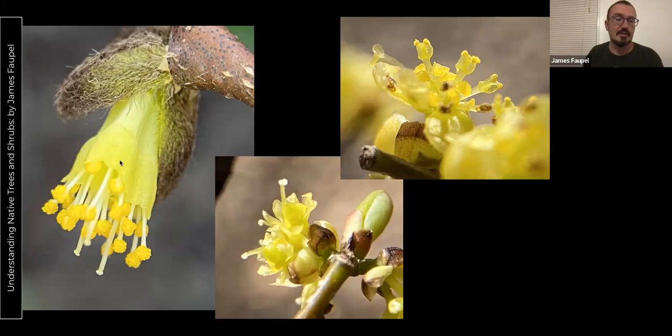Now here on the left is another native spring flowering shrub, leatherwood, and you can see here it has the stamens with the pollen on the ends, and then you can actually see the pistils here in the middle. So this is a monoecious plant.